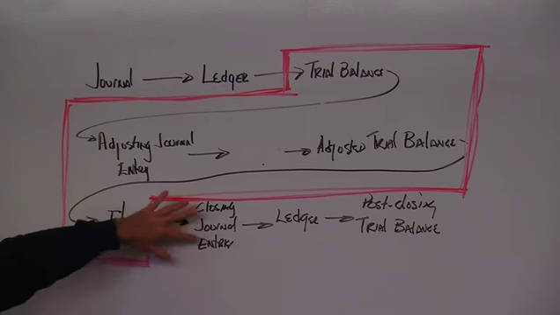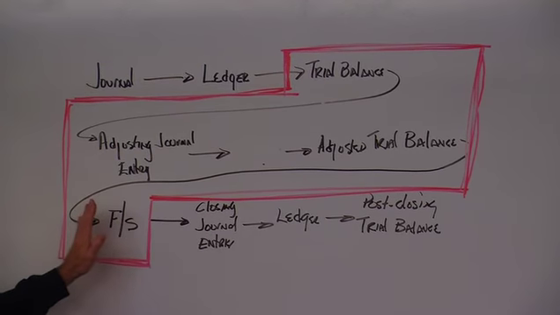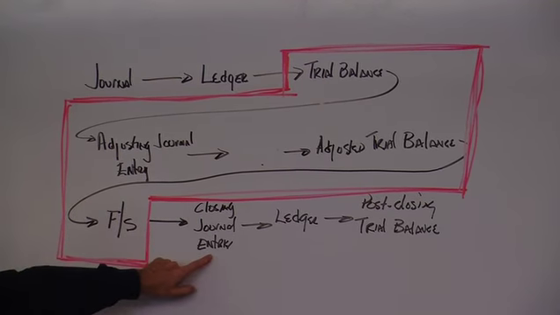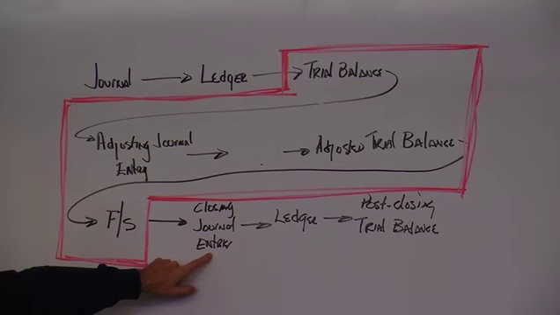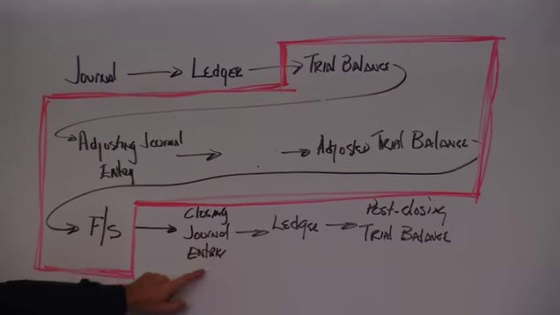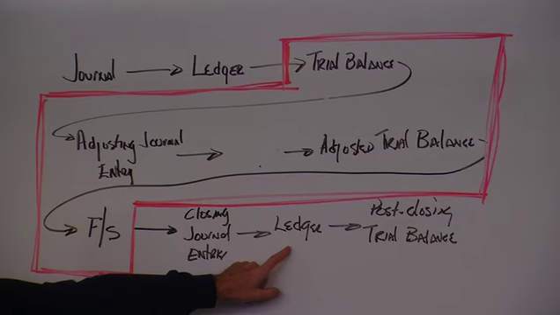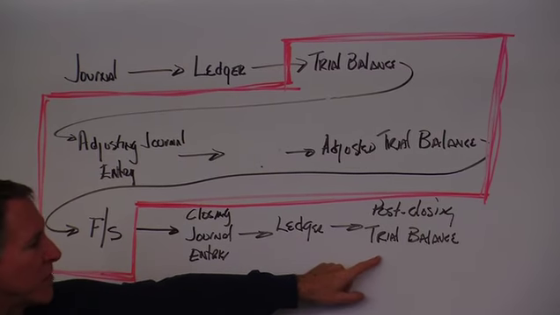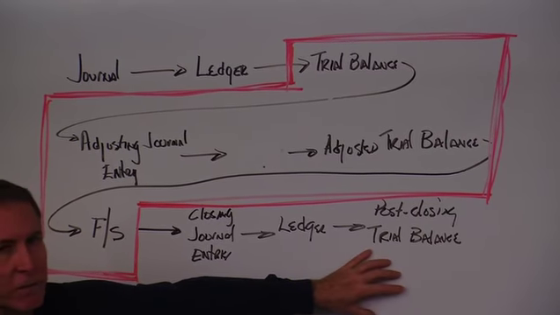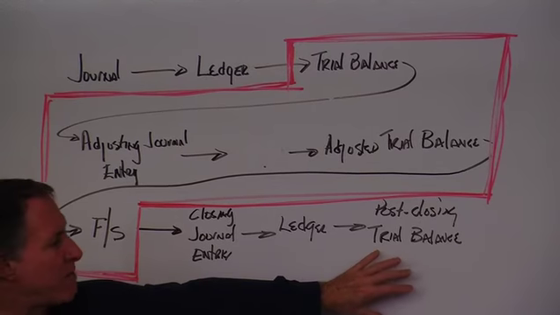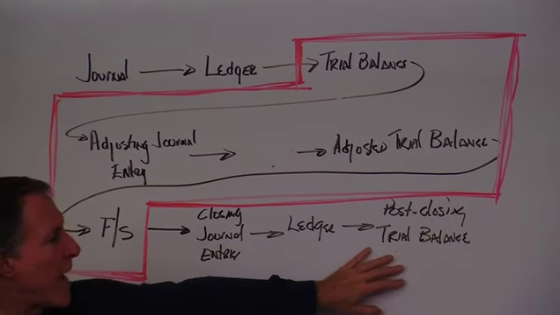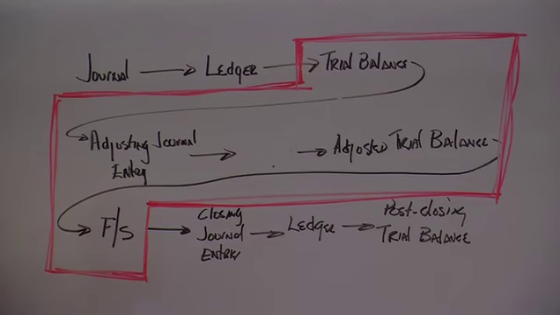The closing entries are right here after you prepare your financial statements. You close out the revenues and the expenses and the withdrawal account. And anytime you make a journal entry, you post those to the ledger, and then you prepare the post-closing trial balance. Question: what type of balances will you have in the post-closing trial balance?